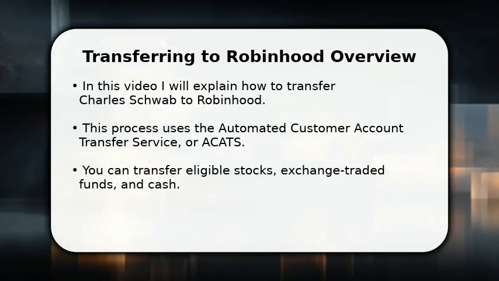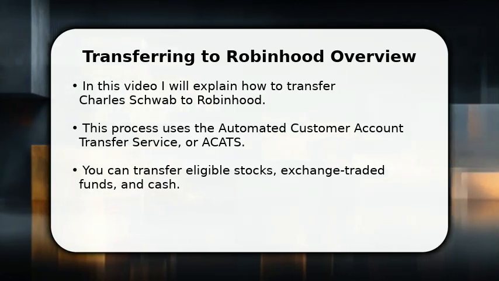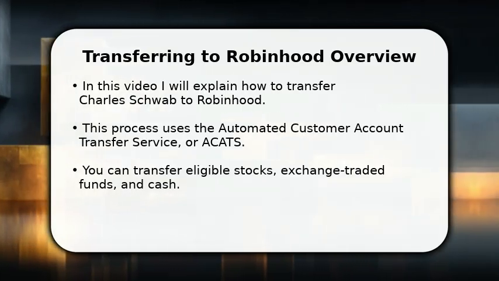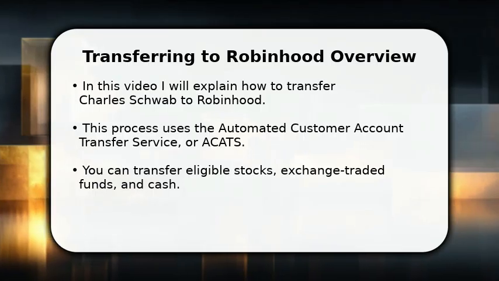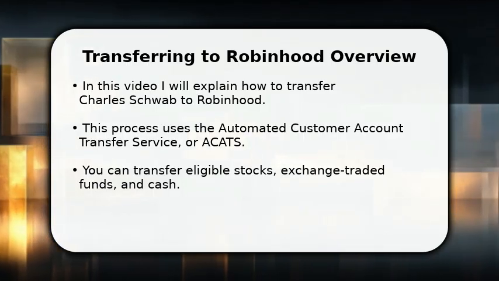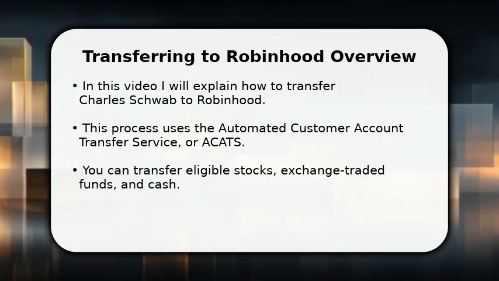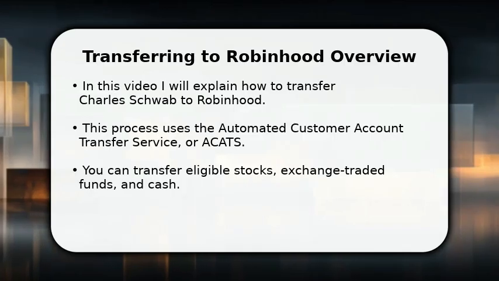In this video I will explain how to transfer Charles Schwab to Robinhood. This process is known as an ACATS transfer, which stands for Automated Customer Account Transfer Service. It allows you to move eligible assets like stocks, exchange-traded funds, and cash between brokerages.